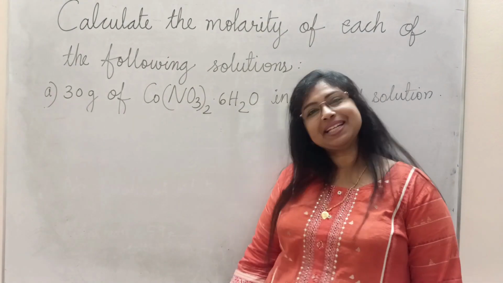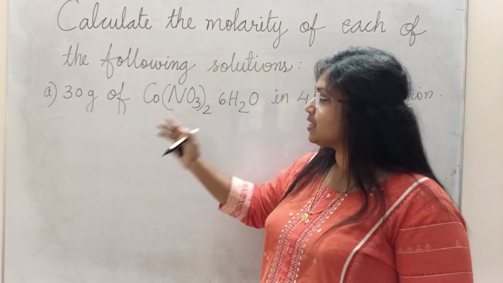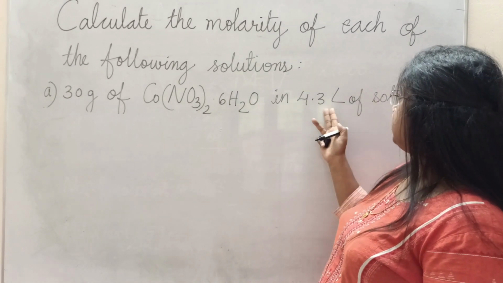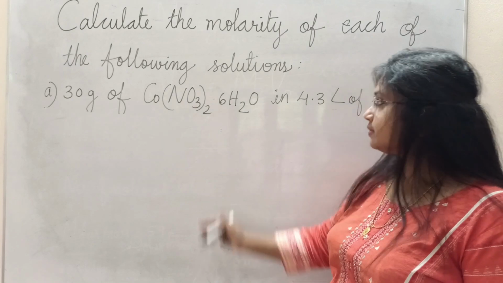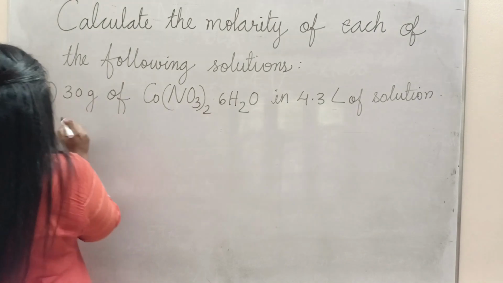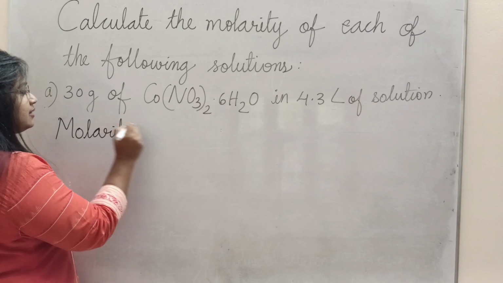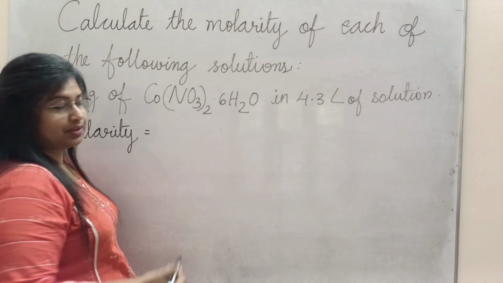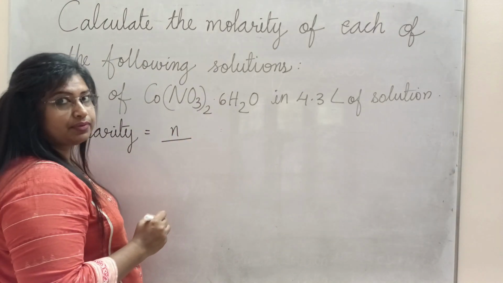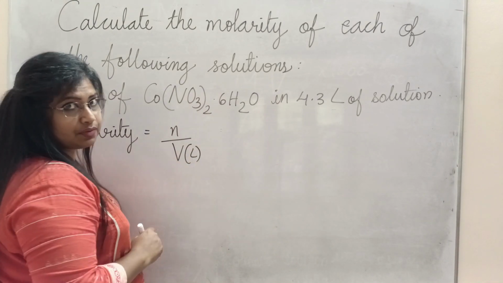So let's do a problem related to molarity. Calculate the molarity of each of the following solutions. First one, 30 gram of cobalt nitrate hexahydrate in 4.3 liter of the solution. Don't worry about the formula of the solute. So molarity is equal to the number of moles of the solute, n, divided by the volume of the solution in liters. So this stands for liter.